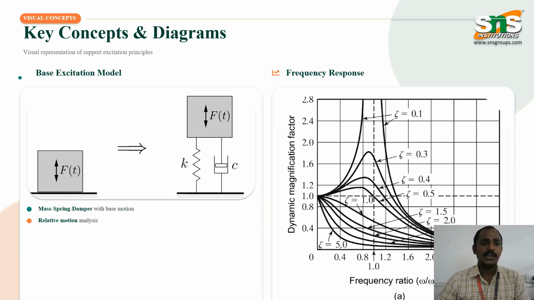Here we can see the figure that has the excitation force F(t), the spring k, and the damper c. This graph indicates the magnification factor against the frequency ratio omega by omega n. It shows various curves for various damping ratios from 0.1, 0.2, 0.3, 0.5 up to 2.5, where at 1.0 we get the critical damping ratio.